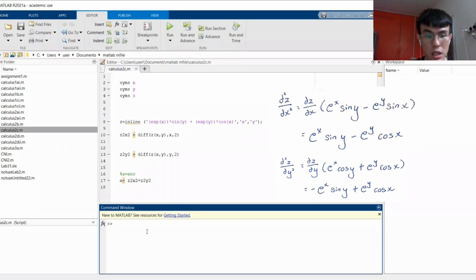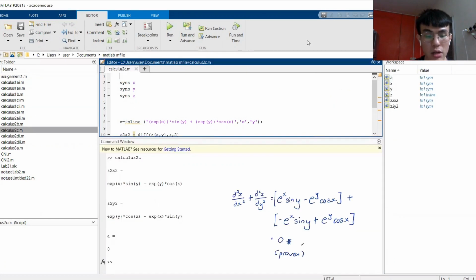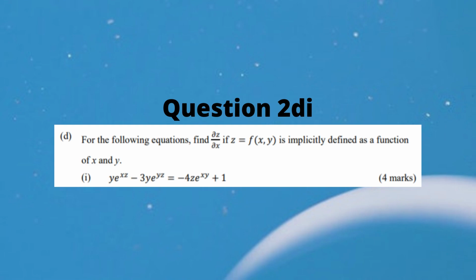For question 2c, this is the coding for d square z over dx square plus d square z over dy square. The result is 0.